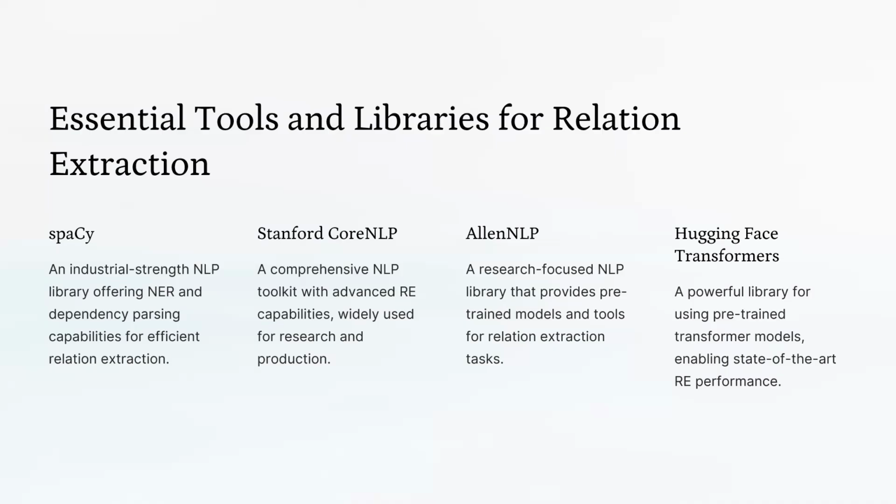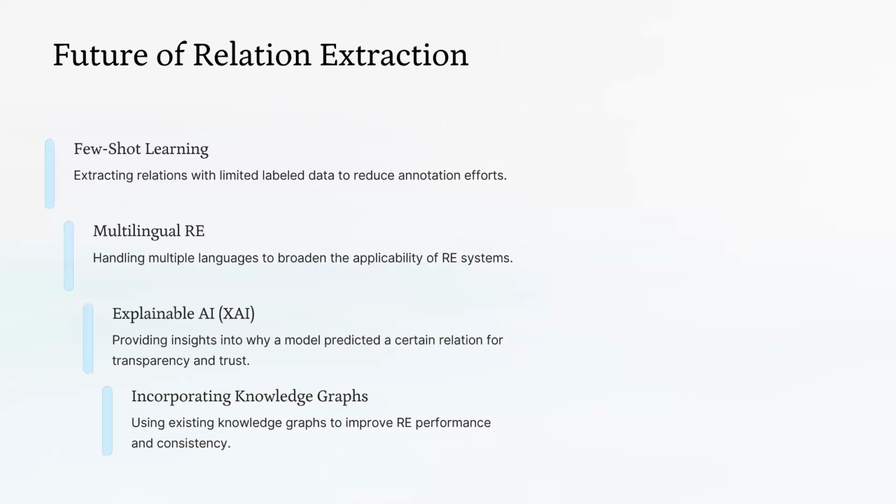The next slide is all about the future of relation extraction, which is promising, with advancements that will make it faster, more accurate, and more accessible. A few of them: few-shot learning aims to address this by allowing models to learn relations even from minimal labeled data. This reduces the annotation effort, making it feasible to deploy models in new domains with limited data availability.